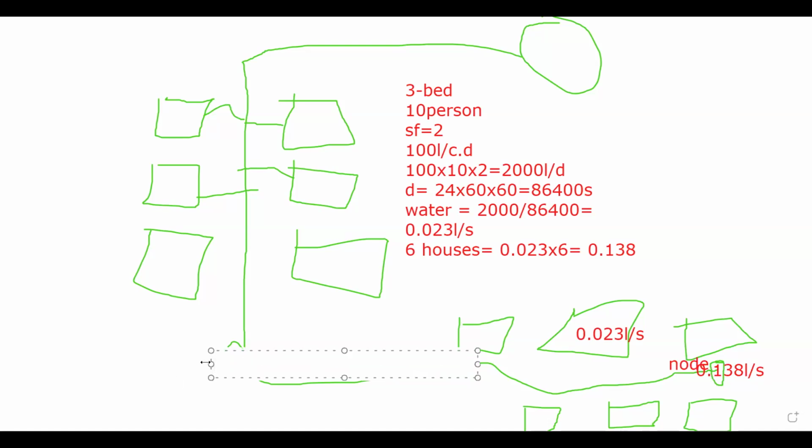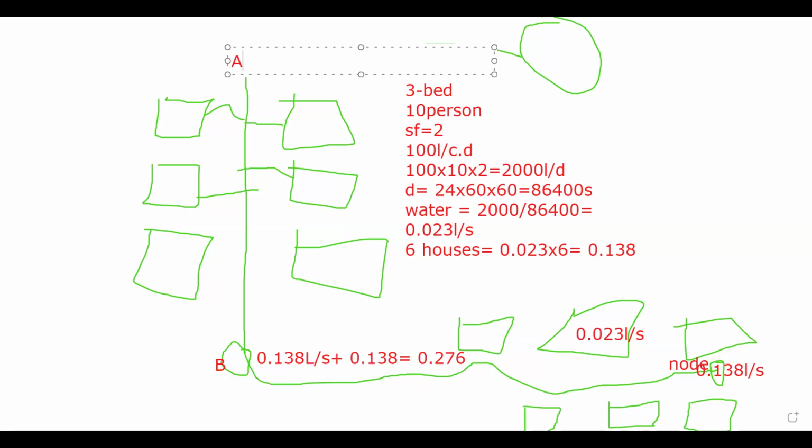And here is point B. Let me create another point. And then here is called point A. Watch me now. Now, are we learning something? Assuming tomorrow now, there's a new layout now, and we have another 6 houses.